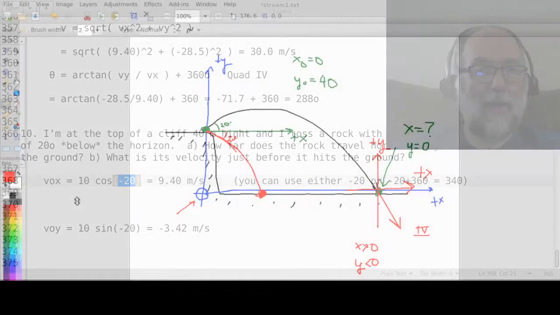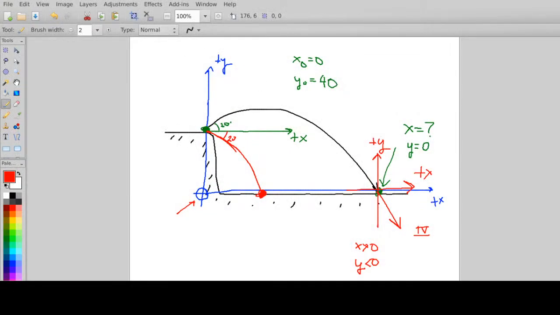Why negative 20? Let's go back to this diagram here, and that's because, take a look, the red 20 degree angle that I have right in there, okay? Which way am I measuring it? It's negative 20 because it's clockwise. Okay, so I could certainly use a negative 20.